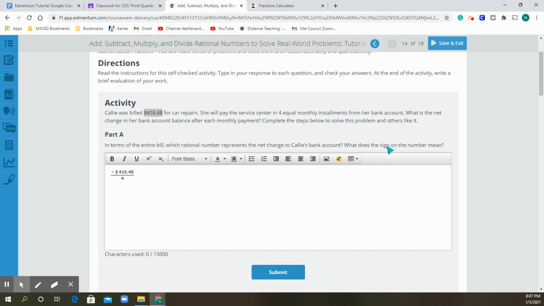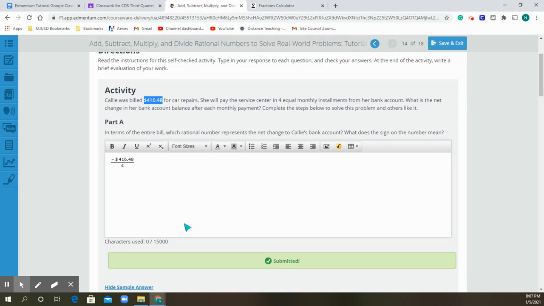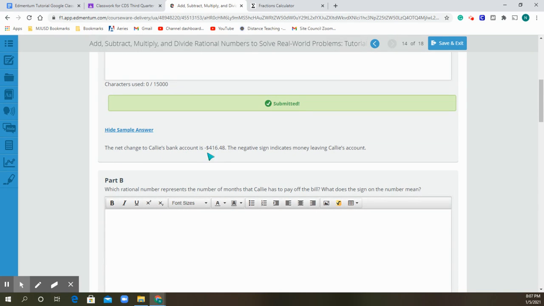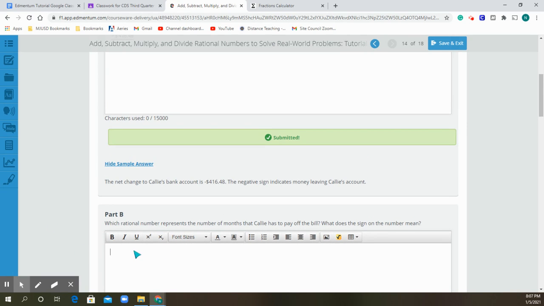What does the sign on the number mean? It means it's negative. It means she will lose that much. She will pay out that much. It'll decrease. The net change to Callie's bank account is negative $416.48. The negative sign indicates money leaving her account. Which rational number represents the number of months that Callie has to pay? And what does the sign on this number mean?